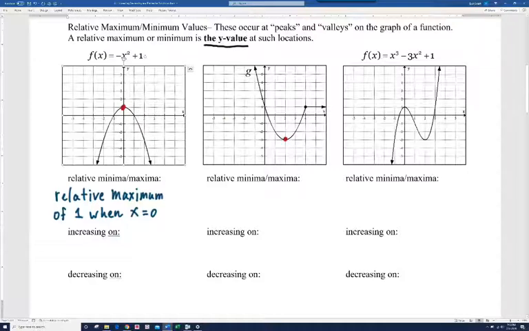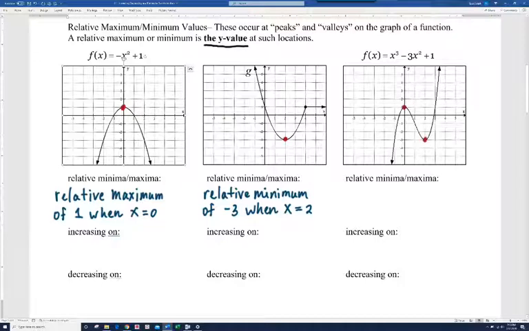Let's look at the next one here. Here we have a lowest point, and if you look at all the points on this graph, the y value will be the smallest at this point. And so this is a relative minimum of -3 when x equals 2. I would encourage you to try the next one. You actually have a relative minimum and maximum, and then watch the video.